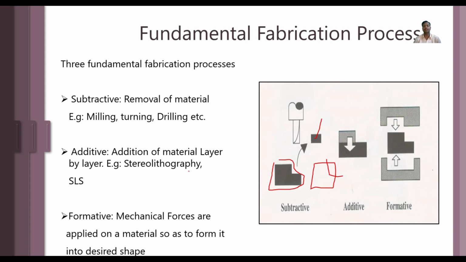In additive manufacturing, we do addition of the material layer by layer to attain the required shape. In formative fabrication, mechanical forces are applied on the material to form it into the desired shape. Especially, you take a block and make different forms of formative dies. When we apply mechanical force on both sides, this part achieves the required shape. These are the three different kinds of fabrication processes generally.